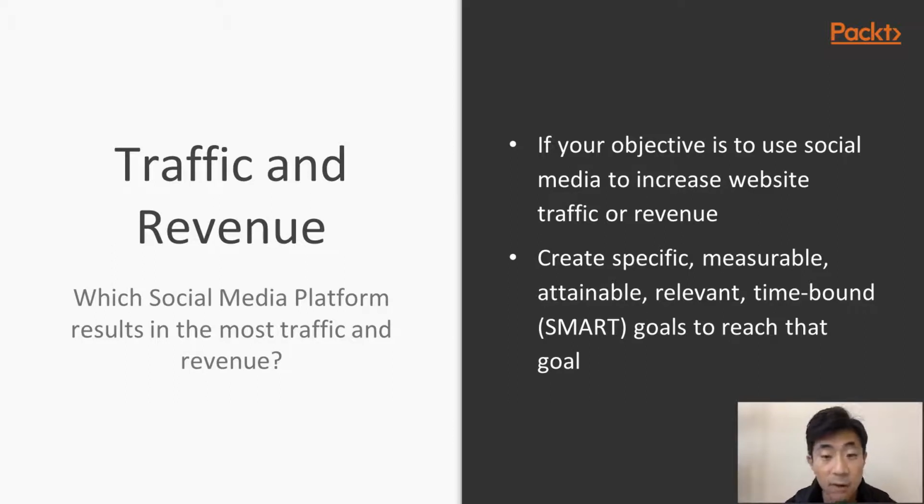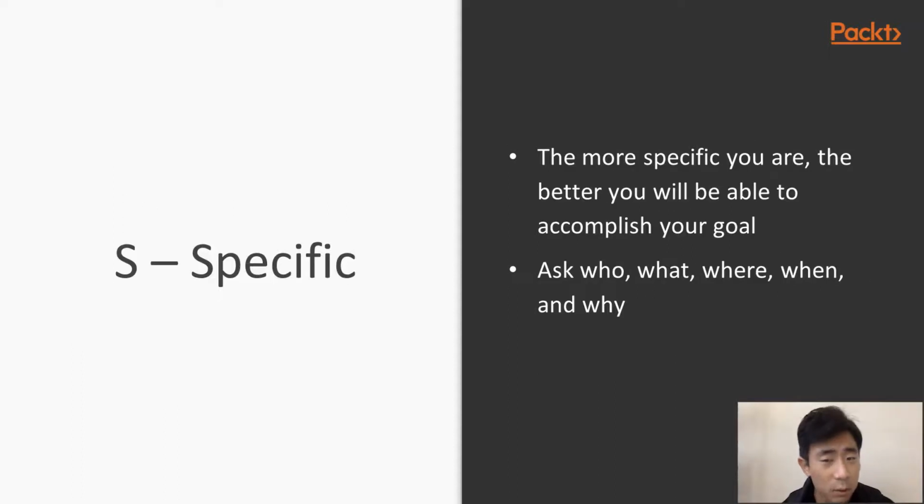We want to create what are called SMART goals. They are specific, measurable, attainable, relevant, and time-bound. We'll go through these one by one. First, we want our goal to be specific. The more specific you are, the better you will be able to accomplish your goal in the future. So we want to be really specific. We want to ask who, what, where, when, and why.